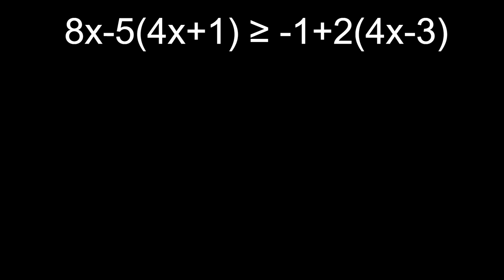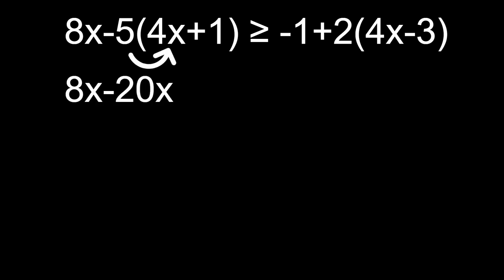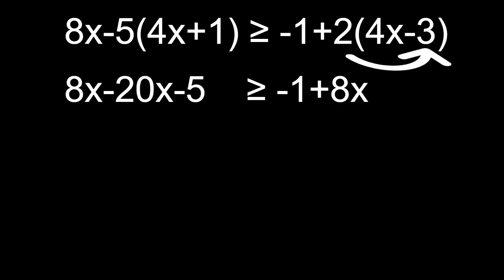First things first, you want to distribute the parentheses to simplify the equation. So you write 8x, and negative 5 times 4x would give you negative 20x, and negative 5 times 1 will give you negative 5. It's greater than or equal to negative 1, and you add 2 times 4x gives you 8x, and 2 times negative 3 gives you negative 6.